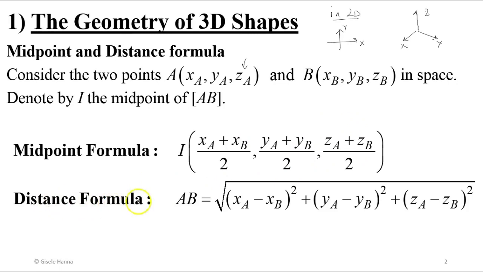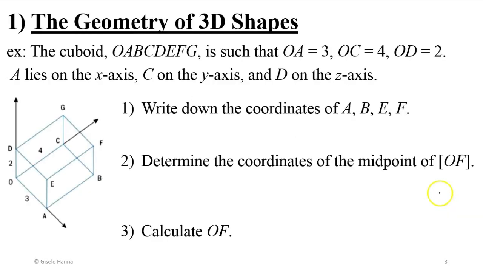And similarly, regarding the distance formula, notice that the distance between A and B would be the square root of the sum of the squares of the differences between the coordinates of A and B. So it's xA minus xB all squared plus yA minus yB all squared, etc. Similarly for the elevation. So let's put this into a quick example here.